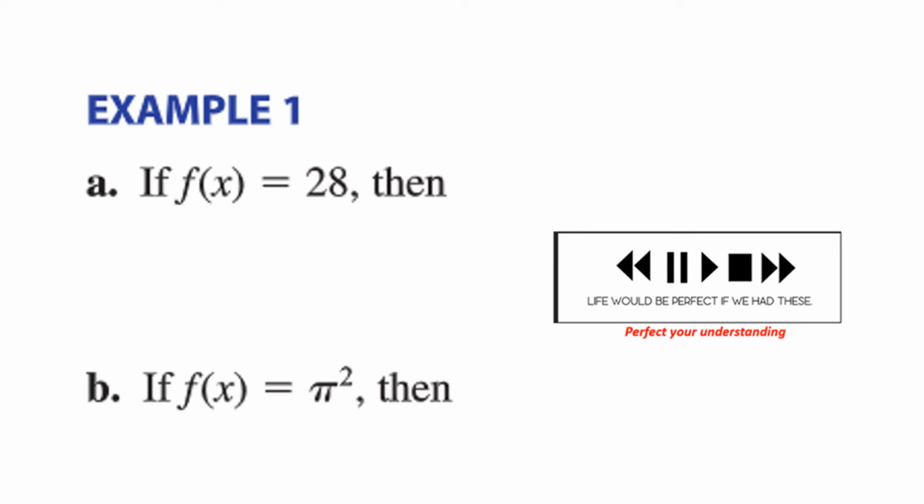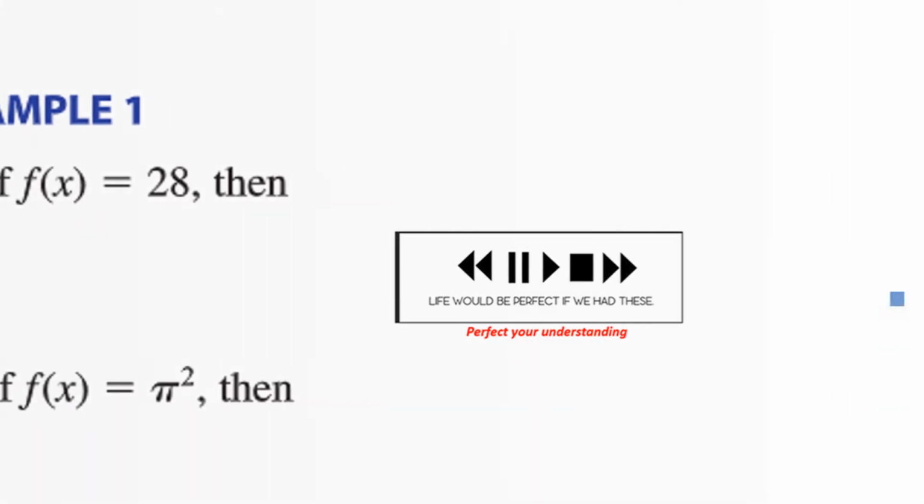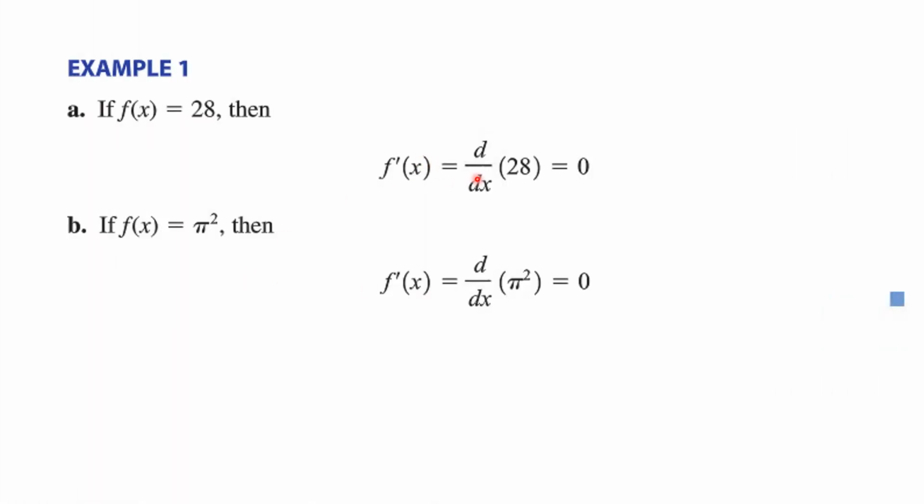Here's an example for you to do. Find the derivatives of this function and this function. Actually, it's two examples. You know what to do. Let's see how you did. So the derivative of 28, it's a constant, so that is 0. Pi squared is a constant. It is near 10, and so when you take the derivative of the constant, you get 0.